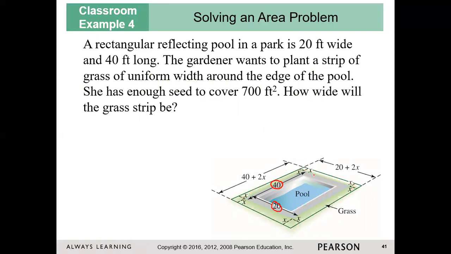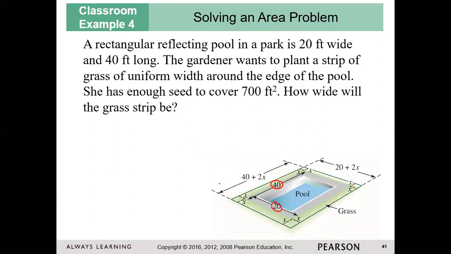So they don't want it to be like 15 feet on that side, 12 feet on this side, 8 feet on. They want it to be completely uniform and symmetric, just the way I like it. All right. And then she has enough grass seed that she purchased to cover 700 square feet. And how wide will the grass strip be?